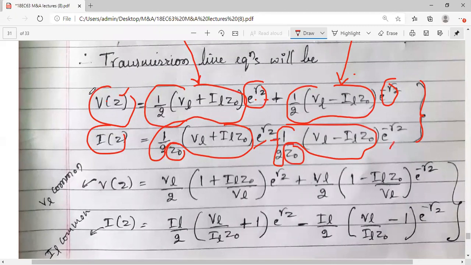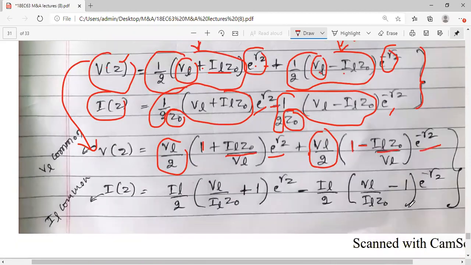What I will do here, in the first equation, I will take V of L common. You can see V of L here, it is visible. So if you take V of L common, what you will get? VL by 2 outside. VL is common, so I'll get 1 plus. There is no VL here, so take divided by VL and exponential as it is. Then 1 by 2, take VL common, VL by 2. VL is common, so it is 1 minus. There is no VL term, so divided by VL and exponential as it is.